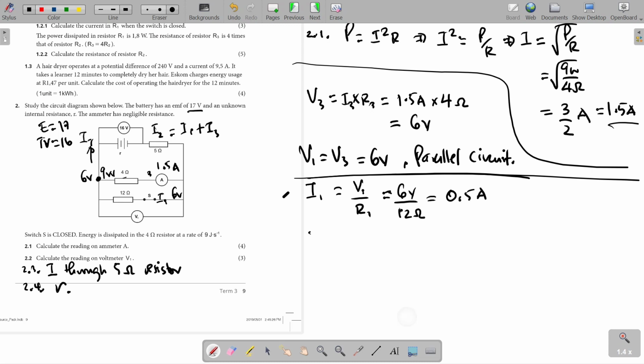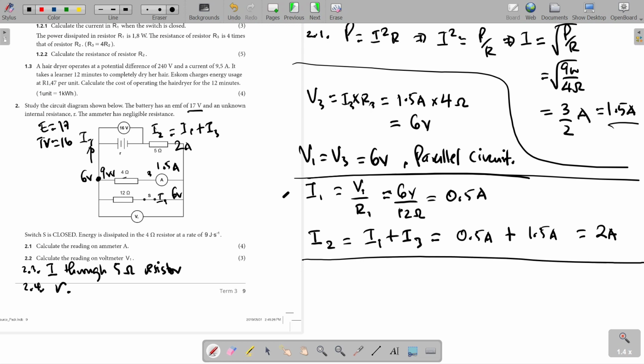So to find the current through the 5 ohm resistor, I2, it will be equal to I1 plus I3. This is not I1, is it? So it will be 0.5 amperes plus 1.5 amperes. This gives us 2 amperes. So the total current is 2 amperes. That's very important. Let's now find the internal resistance.